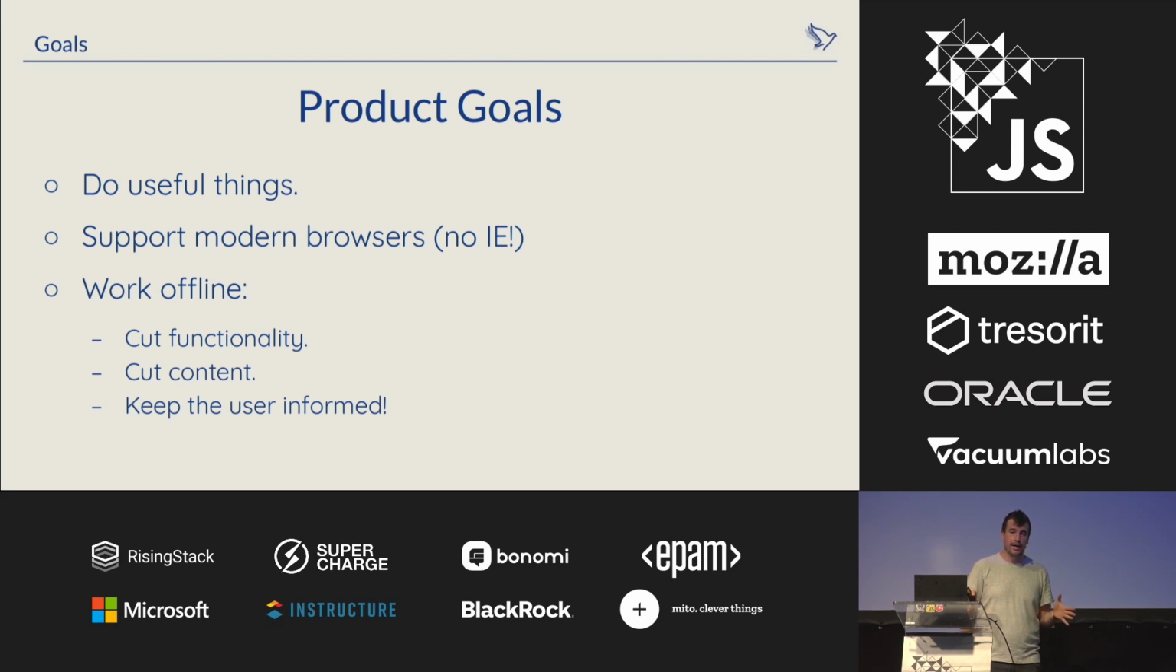So it's okay. We can cut some content and functionality, like our maps page. We need to get tiles from a server. If you're offline, we're just going to say, don't use the maps, wait until you connect. But there's lots of other stuff that does need to work.